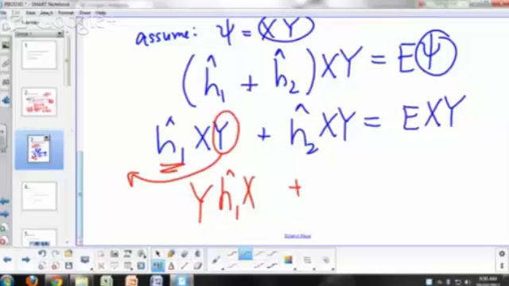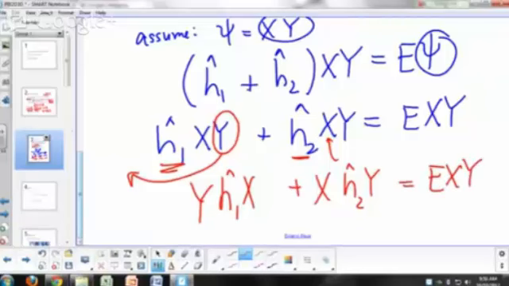plus, okay, let's look at this second expression right here. This H2 hat operator affects only the y variable. So as far as this operator is concerned, this function of x is just a constant. So you can pull that out of your operator. So I'm going to say that's going to be X times H2 hat operating on Y. Okay? Because your H2 hat operator is a linear operator. So this thing is equal to E times XY.